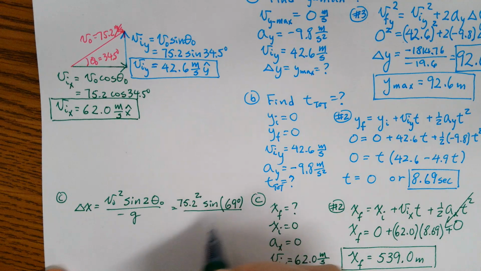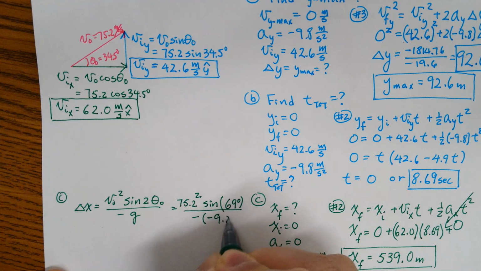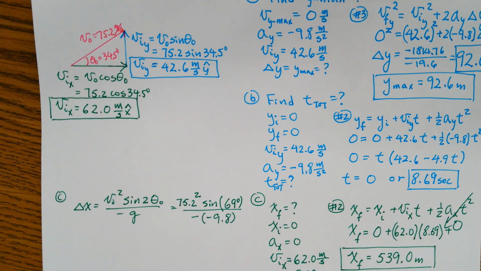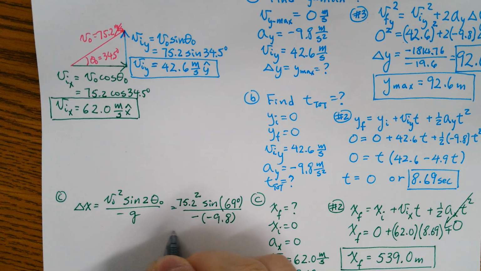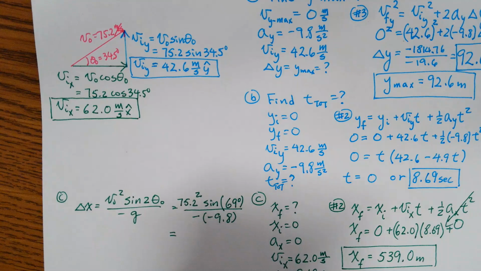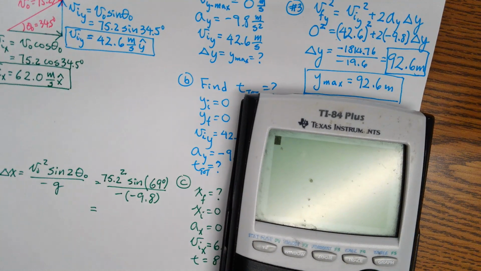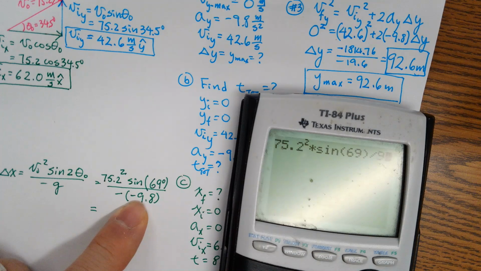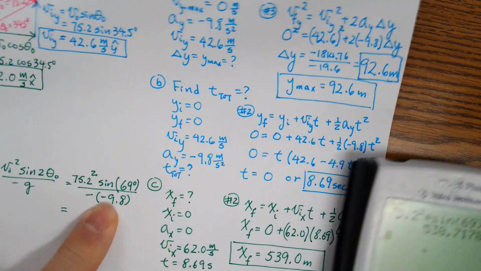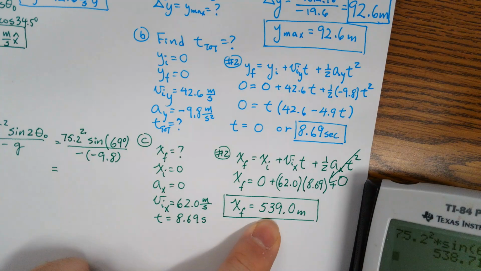Divide that by negative of negative 9.8. And guess what? If you work this out, I guarantee you probably get the same thing. So let's try it so we could all be a scientist here. So 75.2 squared times sine of 69 degrees, divided by negative of negative, which will be positive 9.8. Holy smokes, that's pretty close, right?